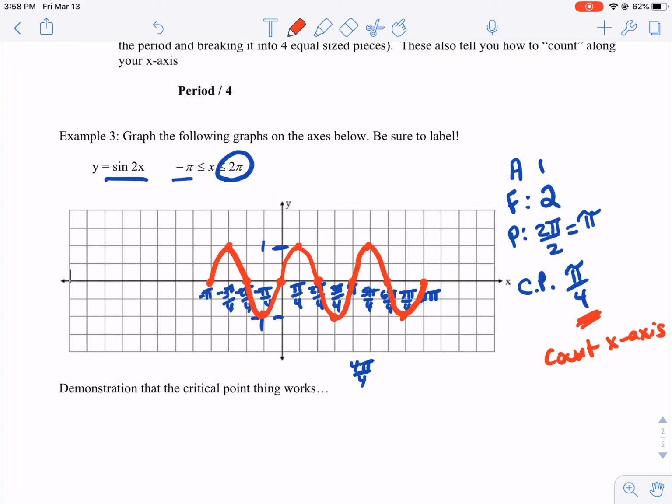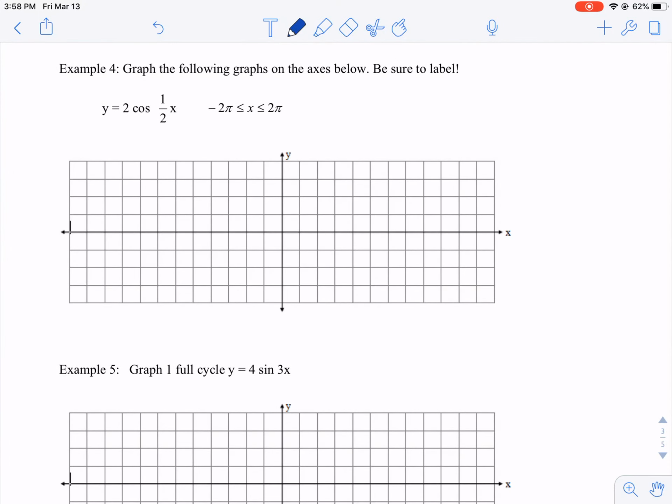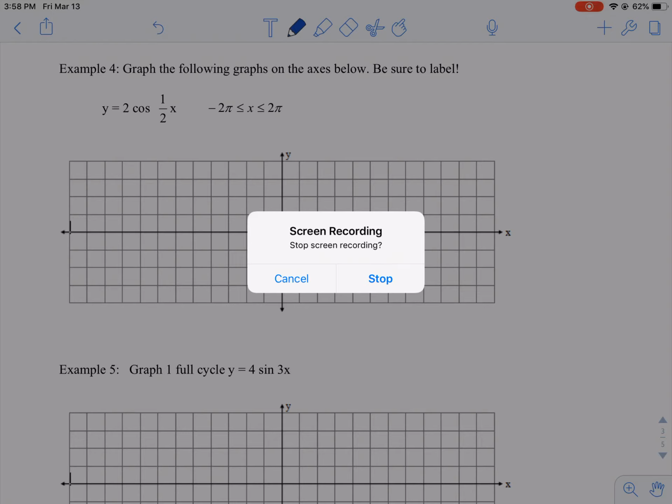Okay, so I am not going to demo that the critical point thing works on this video. That's just way too much. That's something that's better off in person. All right, let's do the next one. We're going to pause here for just a second.